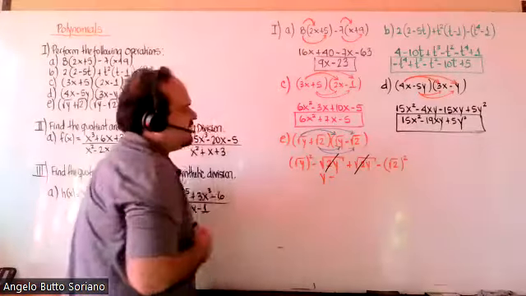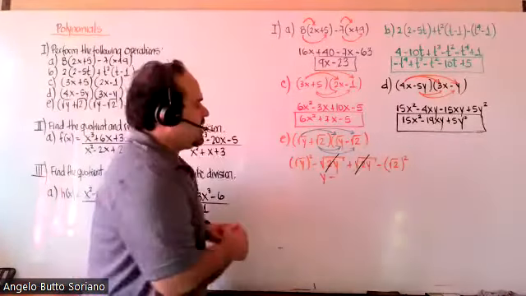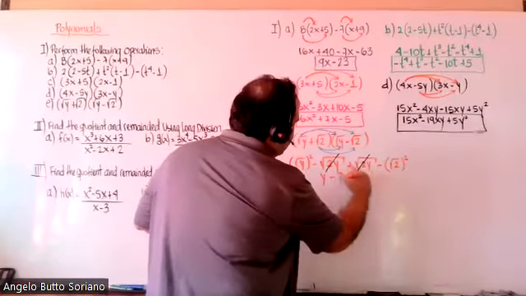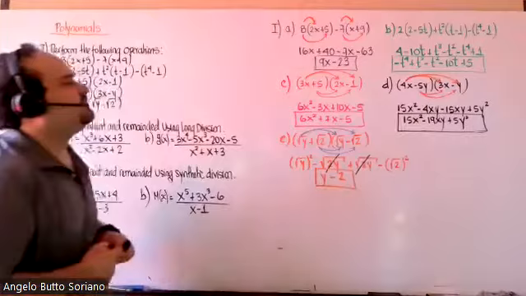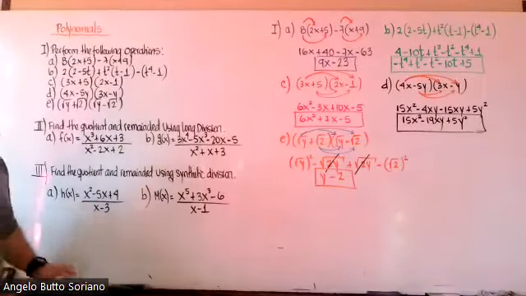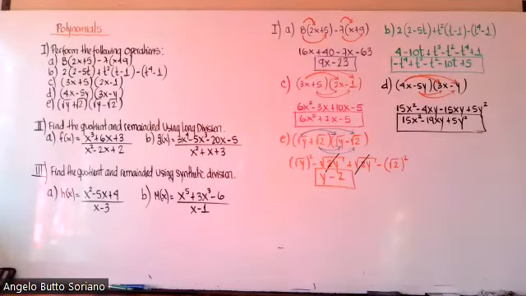Minus, same happens over here. This square power will destroy the square root, and we have only the number 2. And this is going to be the solution set for the first part of the problems. Questions?